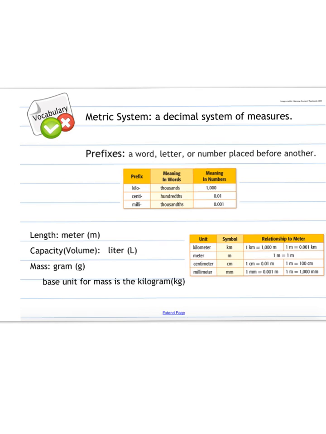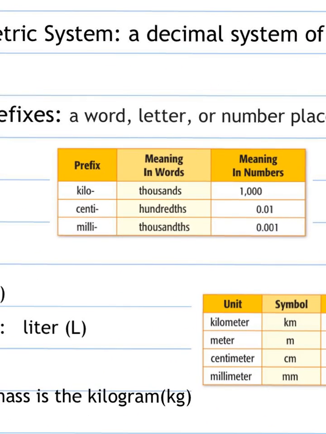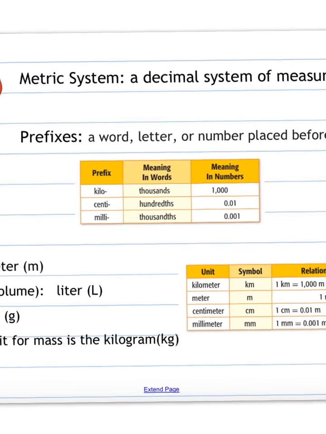All right, here's some vocab that we should know. The metric system is a decimal system of measures. And prefixes are a word, letter, or number placed before another. So, for example, in this box here, which we should copy down, we have the prefix kilo, which means thousands, or if we're writing that in numbers, 1,000. Centi, which is hundredths, or 0.01. And we have milli, which is our thousandths, so 0.001. Those are some important ones that we should know for the metric system.